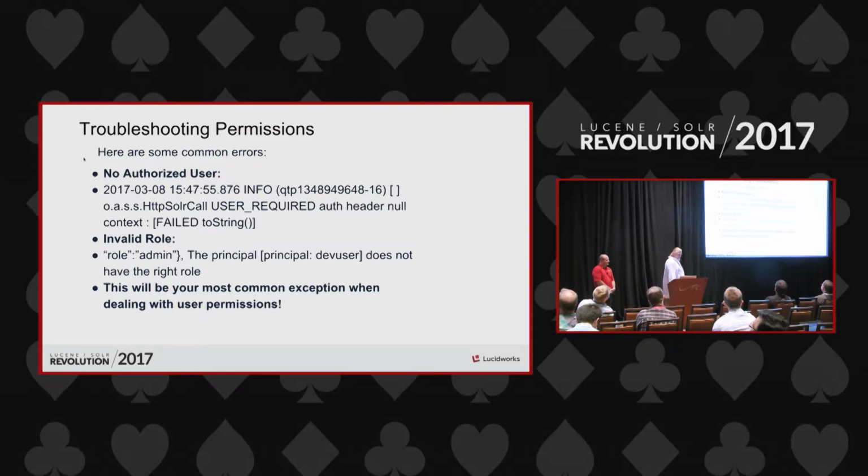So troubleshooting permissions. No authorized user is a very common one. As you're going through, you can look through the Solr logs. The logging is not horribly precise, but it does give you a general idea of what's going on, right? No authorized user means you're not logged in. Invalid role means even though you think you're applying this role, the system is saying, nope, I'm applying this role. So you have an invalid role. So you need to find the conflict in your permissions matrix there. This is probably going to be your most common exception when you're debugging permissions.